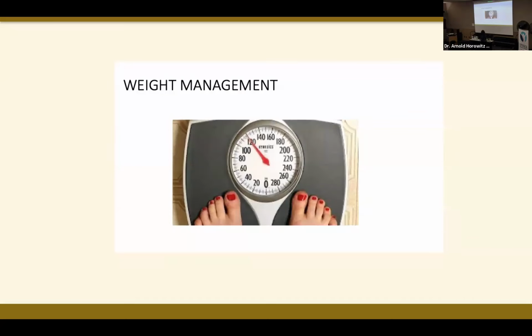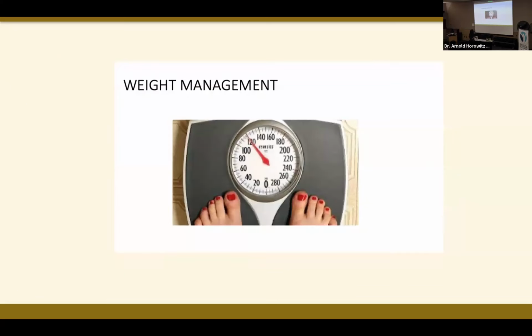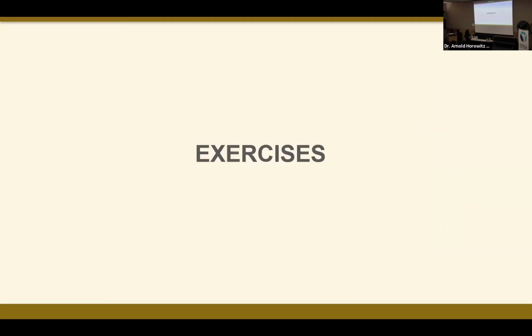So in physical therapy, what we do is a functional squat test and a running analysis on a treadmill that helps us find out what is going wrong as we are walking and running. Weight management: the heavier we are, the more weight on the arches of the foot, more collapse, more pain with arthritis. So controlling our weight is important.